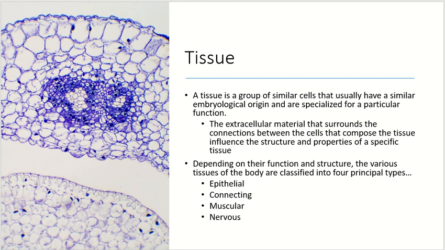So depending on their function and the structure of these tissues, there are various types of tissues in the body, and we're going to group them into 4 main groups. We've got epithelial tissues and connective tissues, and those are the 2 main types of tissue that we're going to focus on for this lecture. Muscular tissue and nervous tissue are the other types, but they have entire chapters dedicated to them later in the lecture series, so we won't worry too much about them for now.